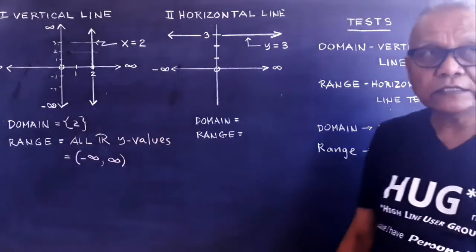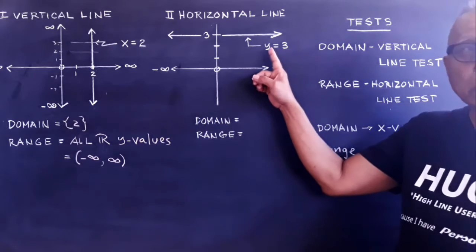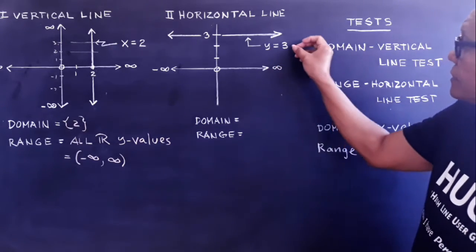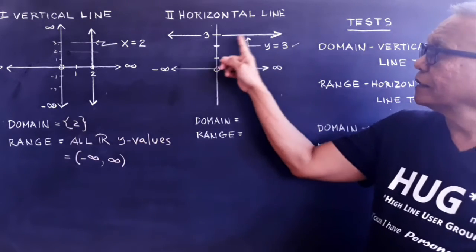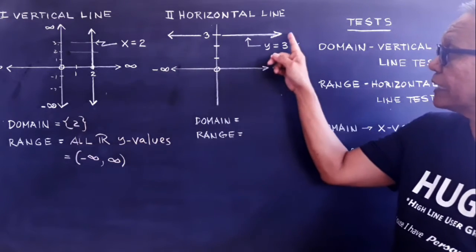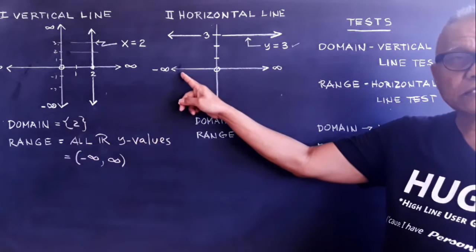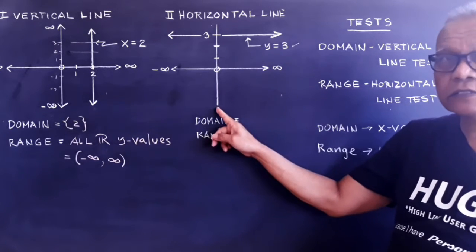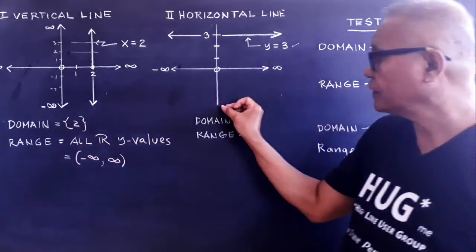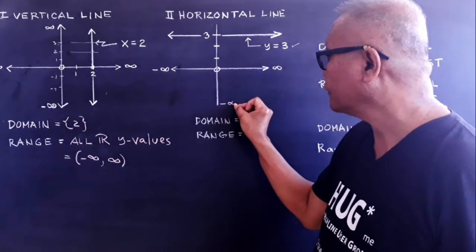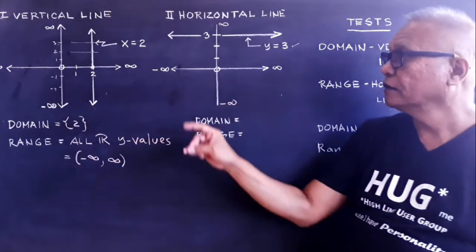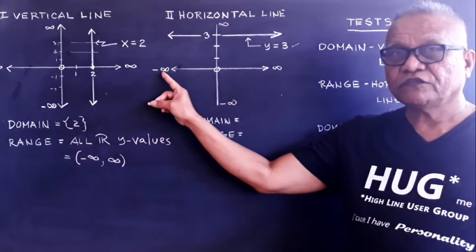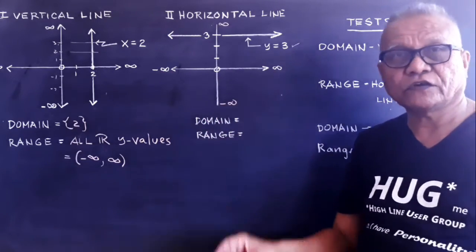The horizontal line equation is y is equal to 3. This is our equation, and this is our line, a horizontal line. This one is the x-axis, this one is the y-axis. We have negative infinity here, negative infinity here, and positive infinity there. Alright, the x-axis goes from negative infinity to positive infinity.